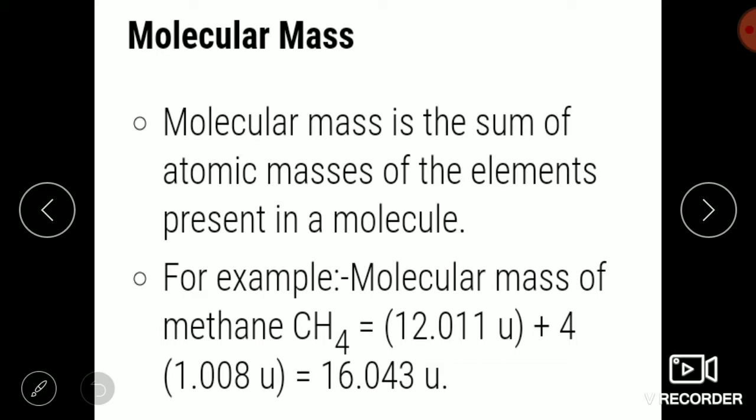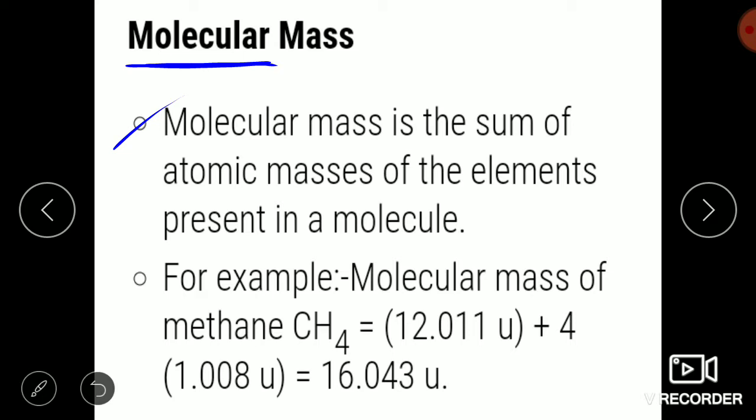Now what is the molecular mass? Molecular mass is the sum of atomic masses of the elements present in a molecule. So from the term only you have to remember, if it is molecular mass, it will deal with the mass of a molecule. Now let's take an example, CH4. CH4 is a molecule. In this molecule what do you have? You have one carbon atom and 4 hydrogen atoms. So if you sum up the atomic masses of carbon and 4 hydrogen atoms, then you will obtain the molecular mass of this methane molecule.